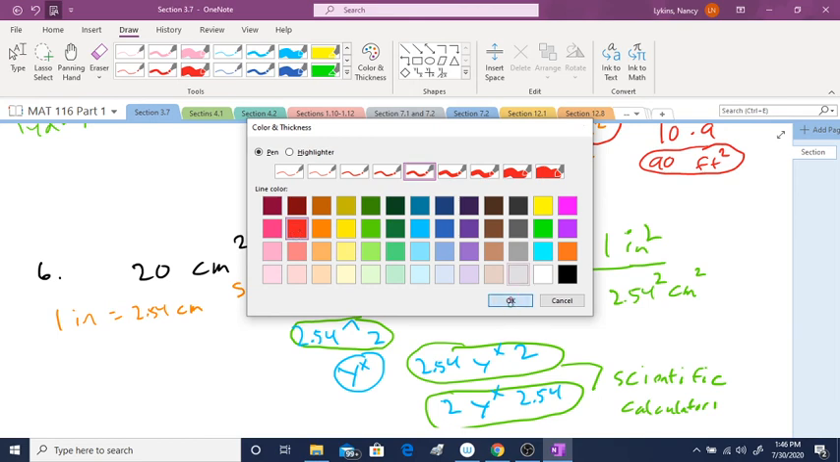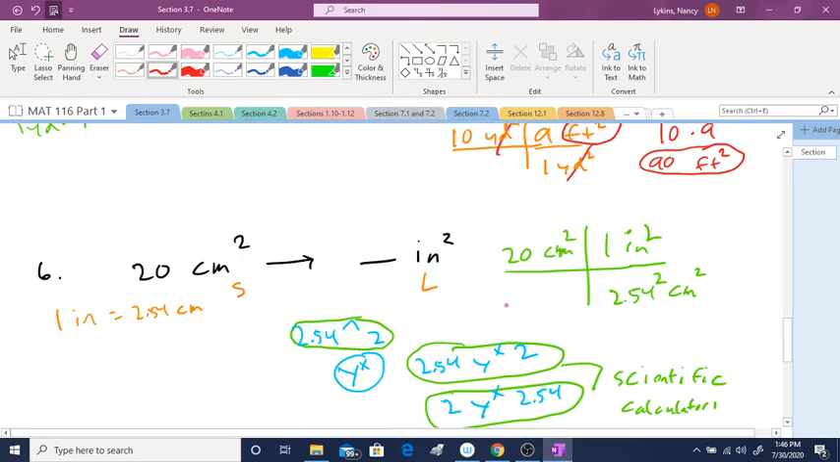Okay, so going back, when you say 20 divided by 2.54 squared, the centimeters squared cancel each other out. So you should come up with something like 3.1.